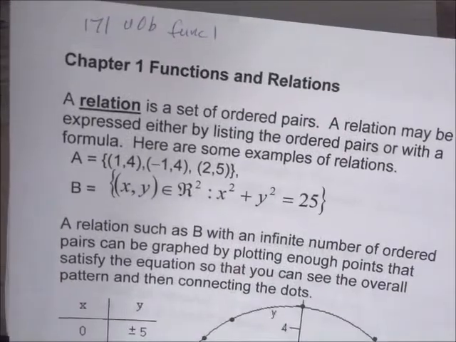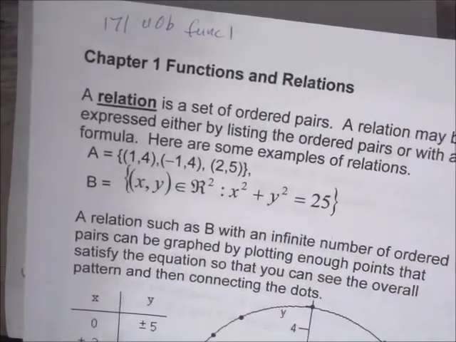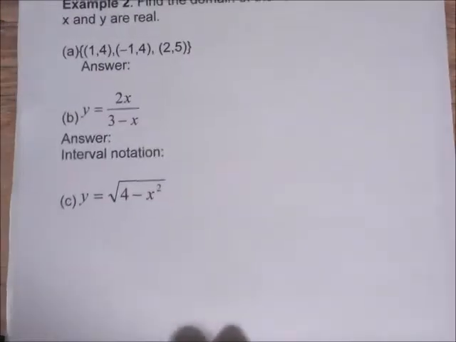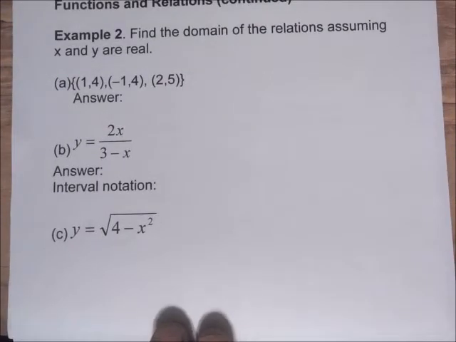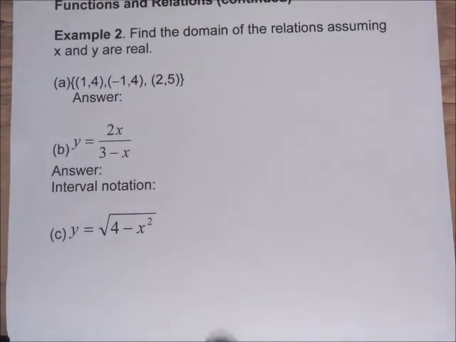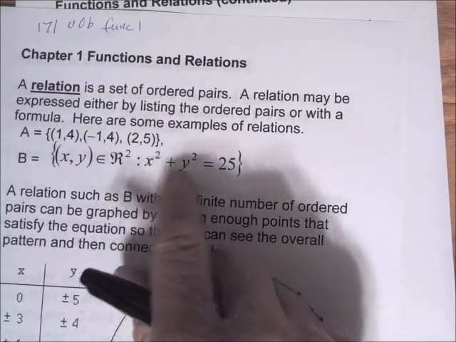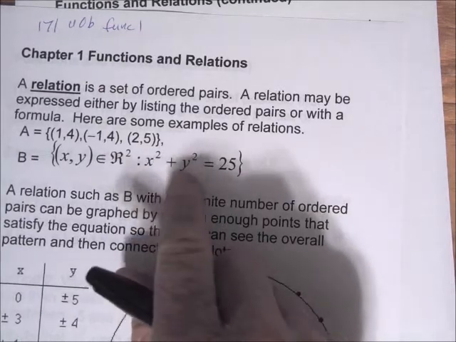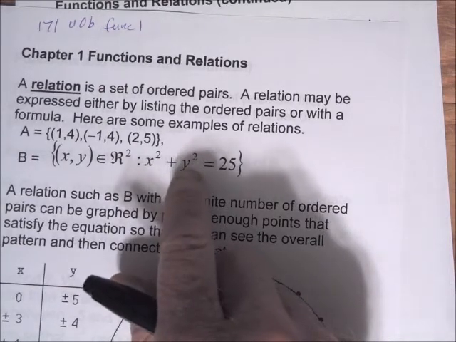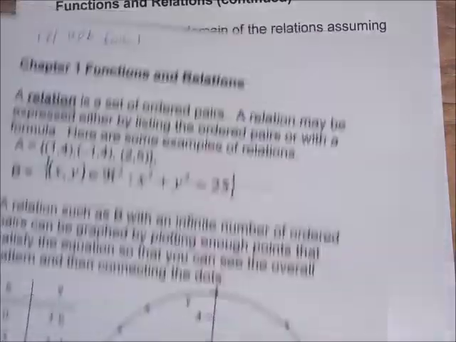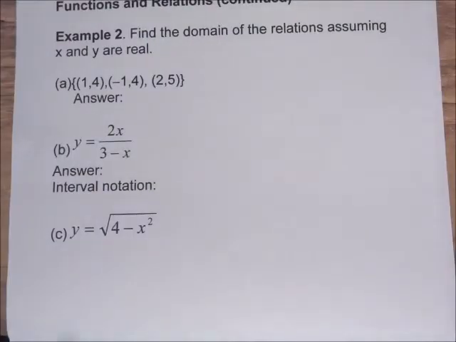Okay, so here's some more examples. Find the domain and range, and for the most part, we'll be assuming that x and y are real numbers. If you allow imaginary numbers, x squared could be more than 25 if y could be imaginary, and likewise y squared could be more than 25 if x is imaginary. But we're mostly going to be working with real numbers.